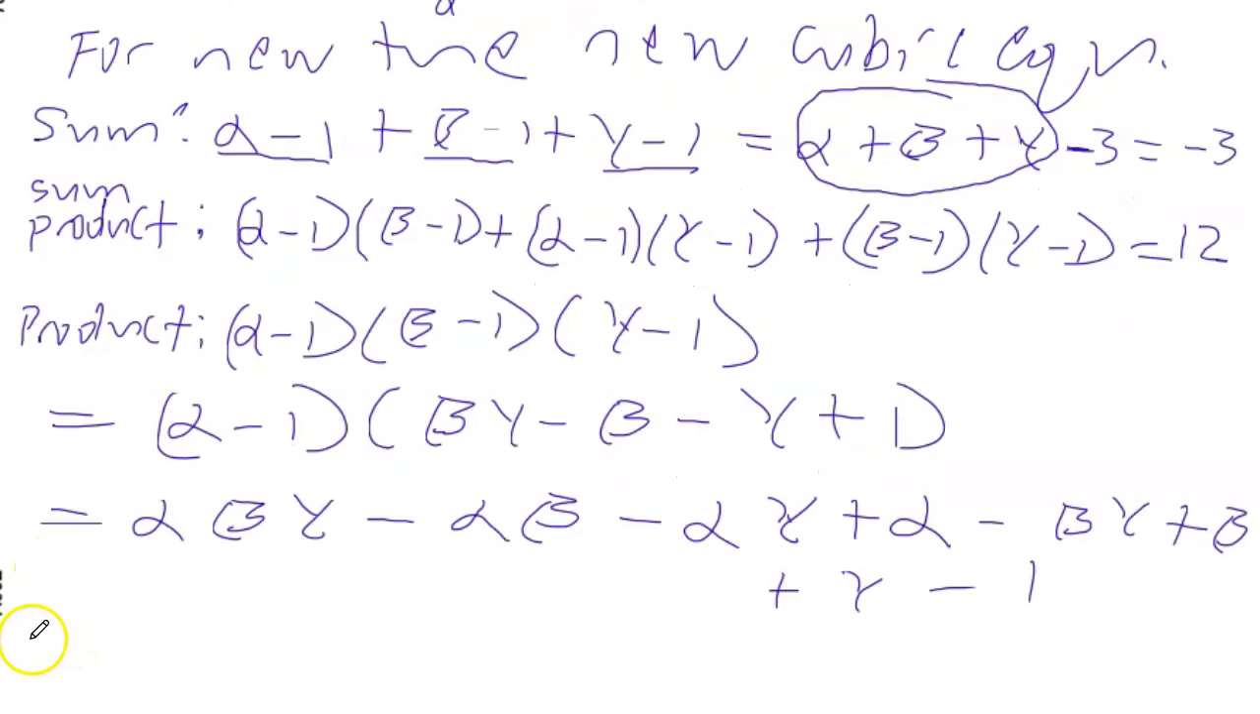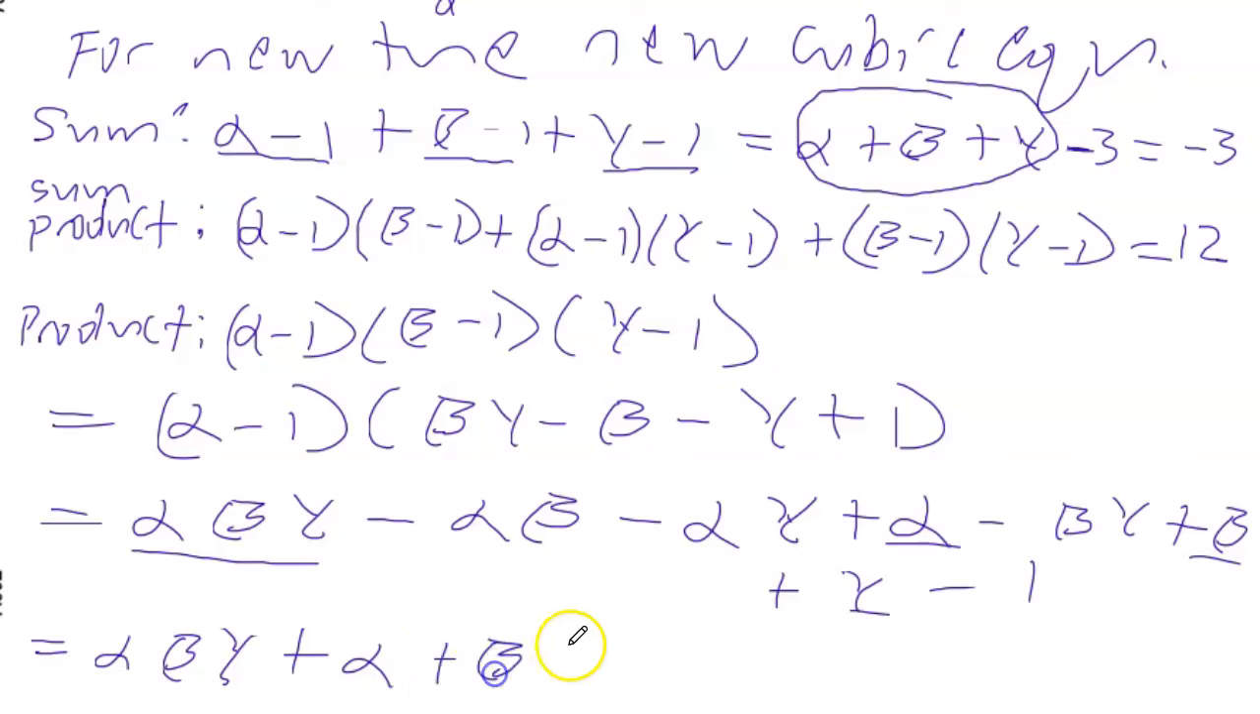Let's see if we can do some grouping now. So we have the product here, which is alpha beta gamma. We have the sum, alpha plus beta plus gamma. All the other terms are negative, so we can factor out a minus. We have alpha beta, we have alpha gamma.